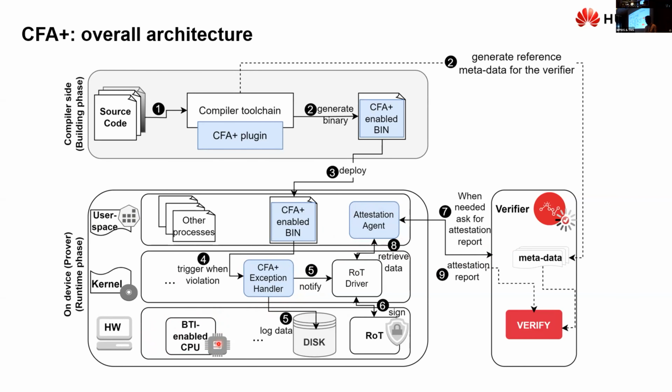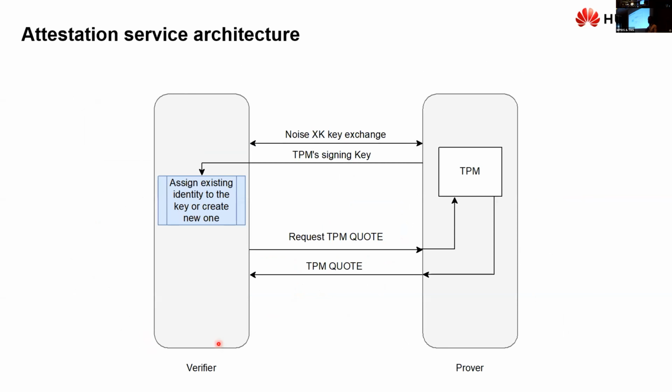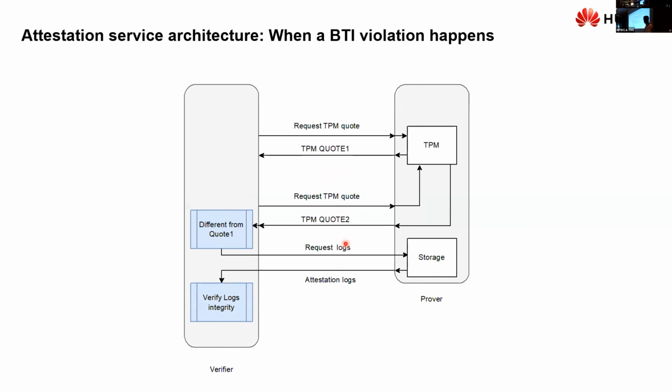In terms of the attestation service architecture, we have a solution that uses the Noise framework for security protocols, but mainly the idea is that we have a traditional enrollment of a TPM with a signing key and with an attestation key, and practically we just do quotes from the TPM. The TPM provides the quote. We can verify the integrity of the runtime log, and we can decide if something has happened.